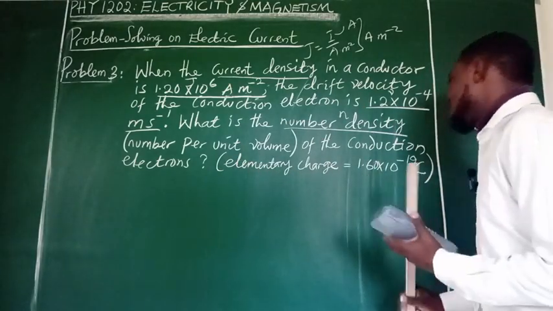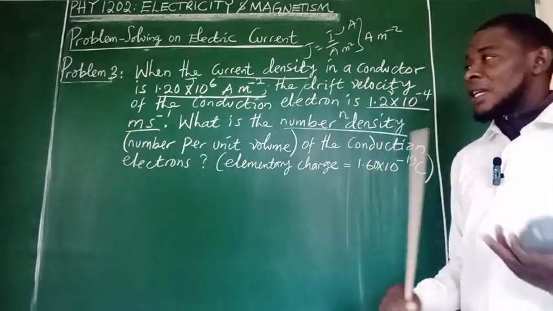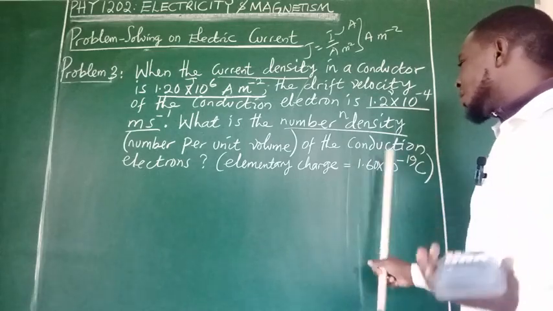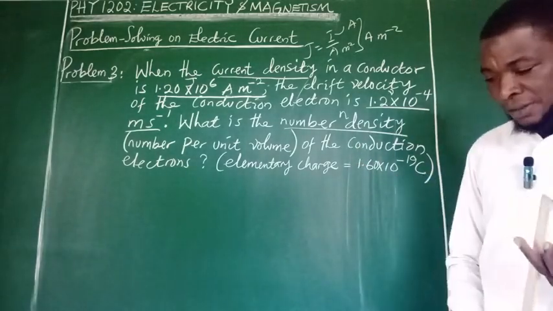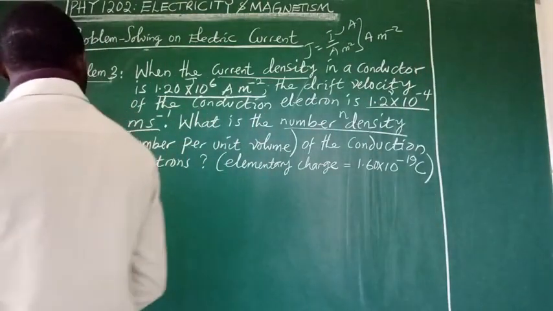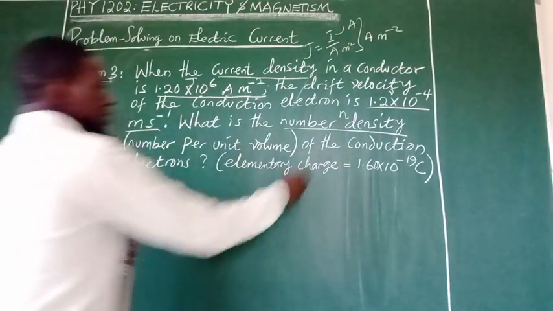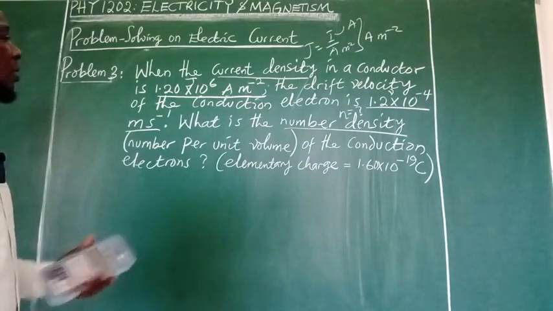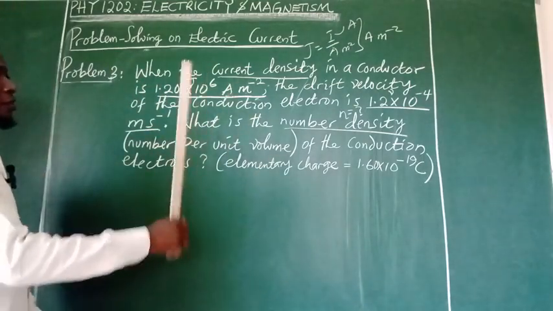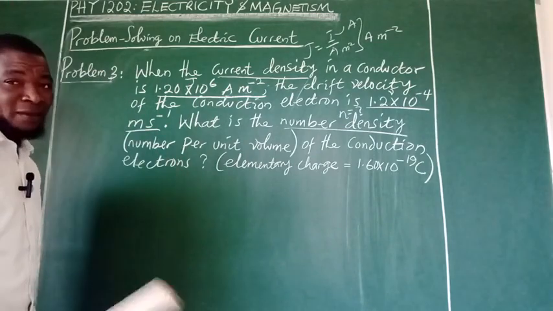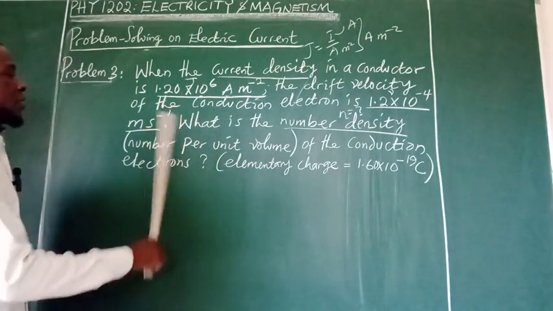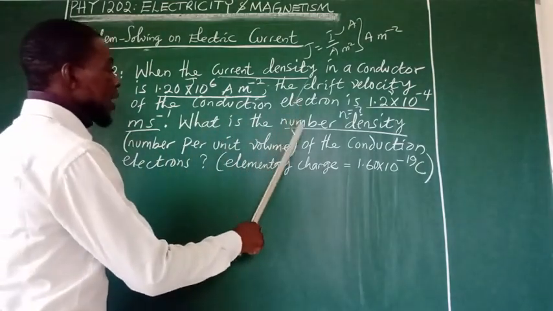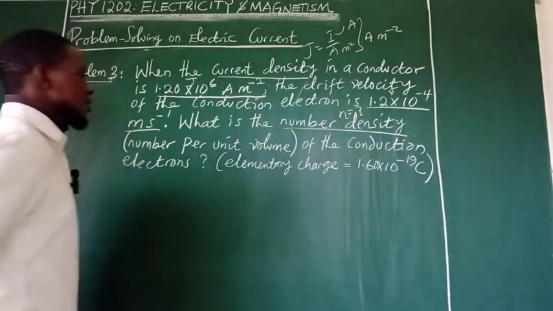Then the elementary charge is e. It's a constant. Whether it's given or not, we know that it's always this. This n is our target variable. After identifying the parameters given in the problem, we identify the target variable, what we are asked to find or calculate, and that is the number density.